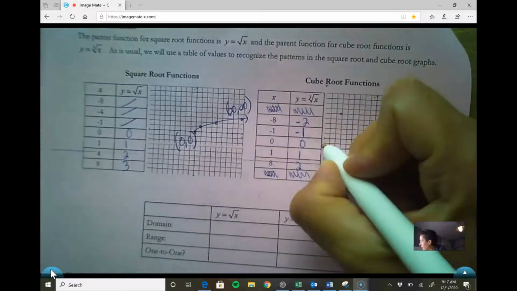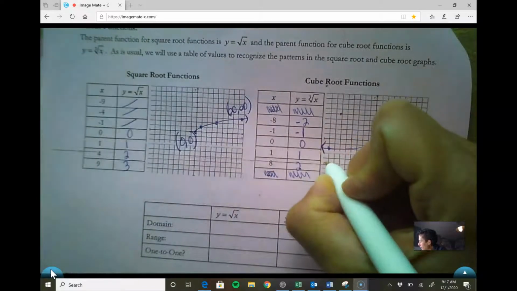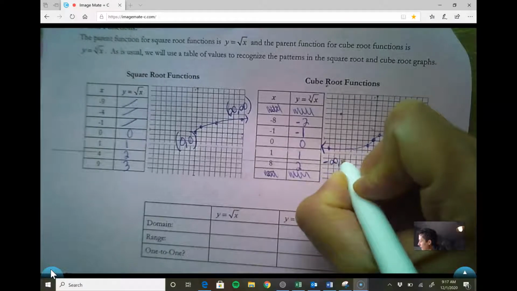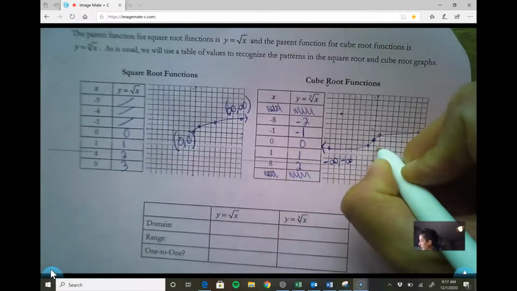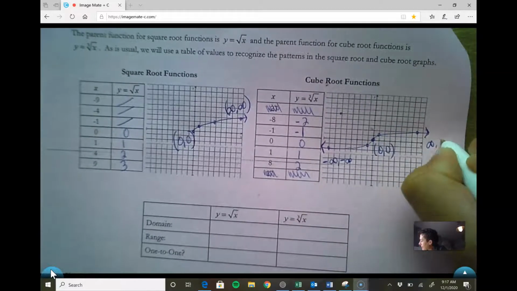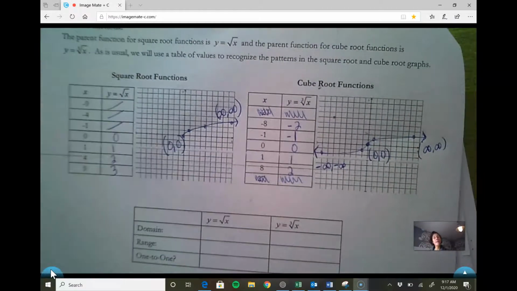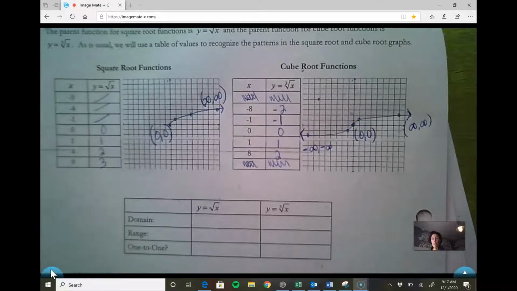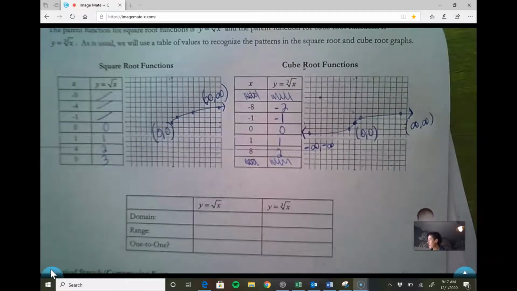Let's go ahead and mark our points. So this arrow means -infinity, -infinity. We got an x-intercept at (0, 0), and then this arrow is infinity, infinity. All things we did in chapter 1, we did in chapter 2, and now it's coming back in chapter 3. So let's talk about these.